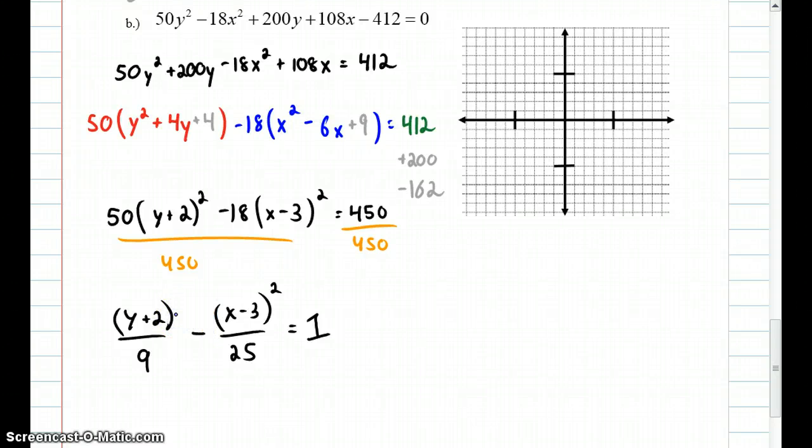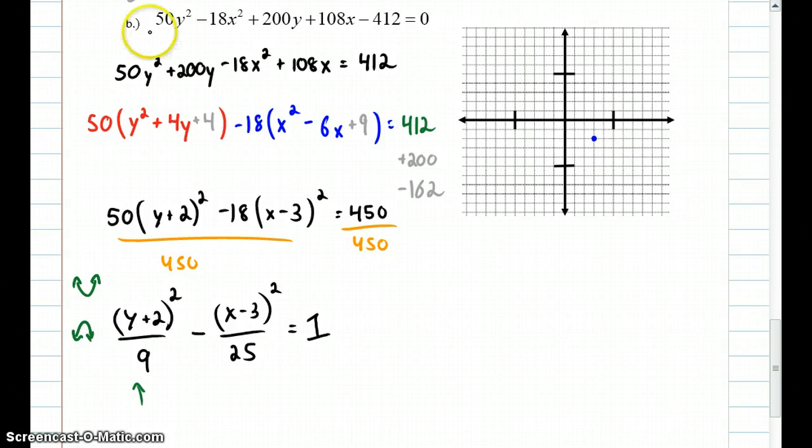Now it's the same exact thing. In the x direction, I go over 3. In the y direction, I go down 2. So I've got the point 3, comma, -2. That's the center. I can tell that this is going to open up vertically because the y is positive, and that should be squared, by the way. Since the y term is positive, it's going to pull it in the y direction. So my hyperbola will go up and down.